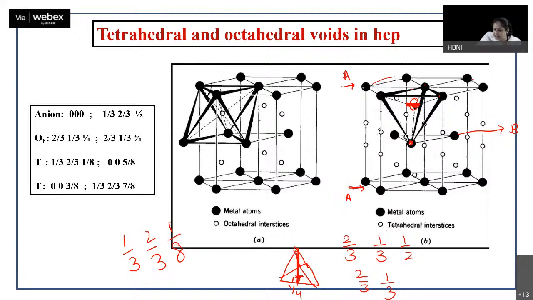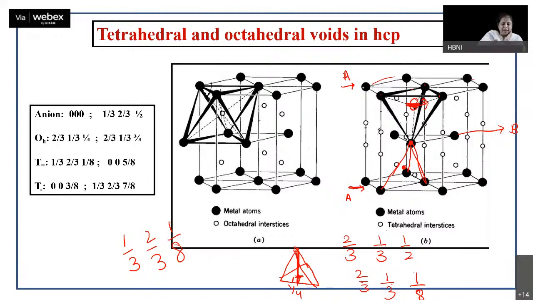Similarly, this will form another tetrahedra like this. And this tetrahedral void would be 2/3, 1/3, and sorry, this is 1/8, and this was 3/8. Okay, so this is a little complicated, but just try to get a hang of it. And maybe we can spend some 5 or 10 minutes more again on this particular thing.